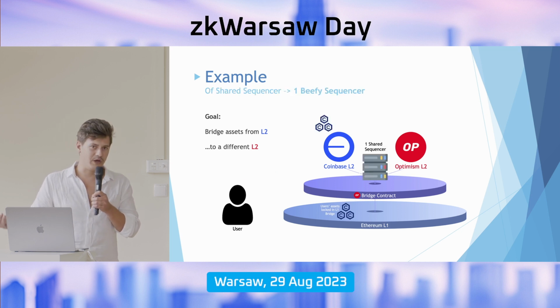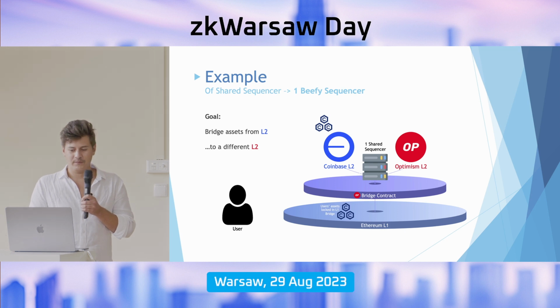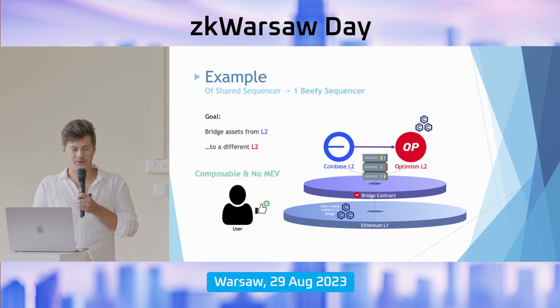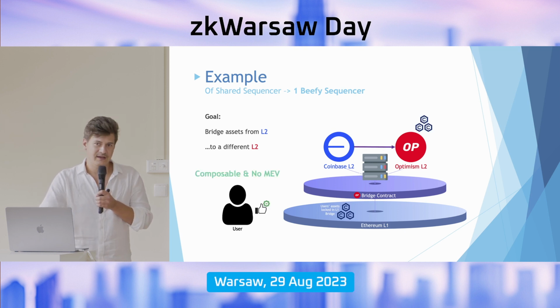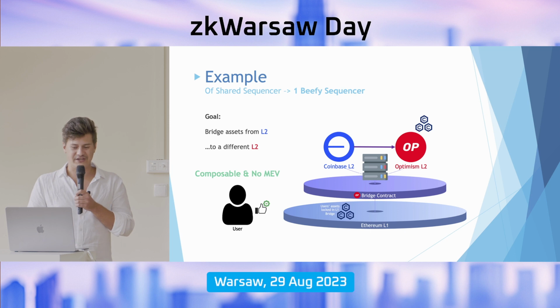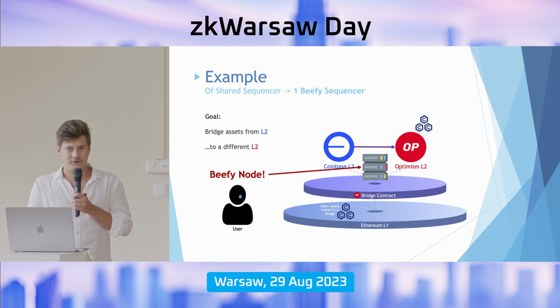So essentially, one way we could do this, and this was sort of most people's original ideas, we just have one beefy sequencer that executes Coinbase L2, Optimism L2, and all the different L2s, right? And now it's composable. We get atomic composability again. And, well, there's no cross-chain MEV. There still might be MEV, right? But the problem with this is that now there's a giant beefy node, right?